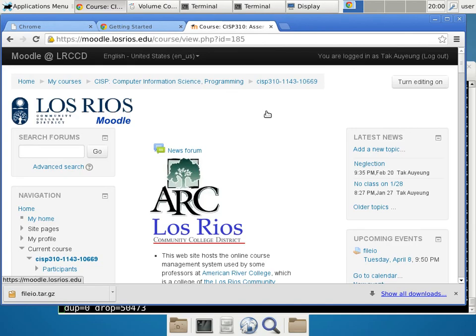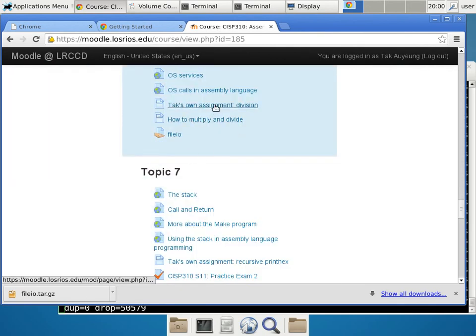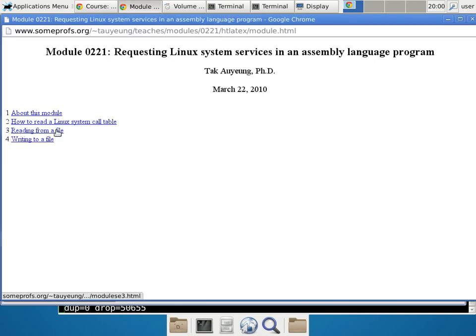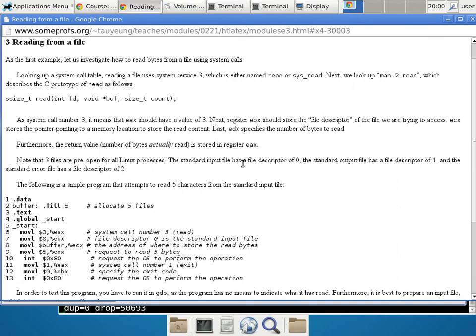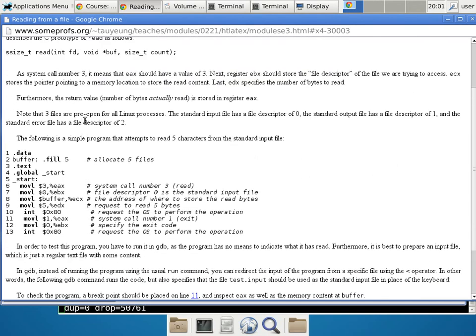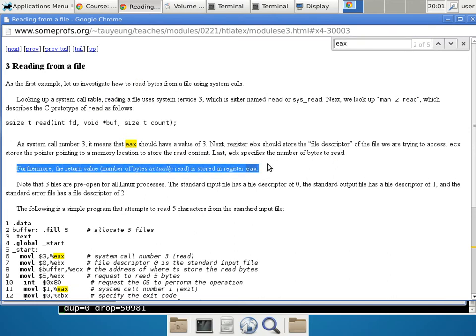All right, so let's go back to my notes. We actually talked about this last time too, in class. But we'll take a look at the notes also. All right, OS call in assembly. That's where we're reading from a file. Can you use EAX for the result? Yes. Okay, so I'm just going to look for EAX here. Right here. Yeah, thank you.